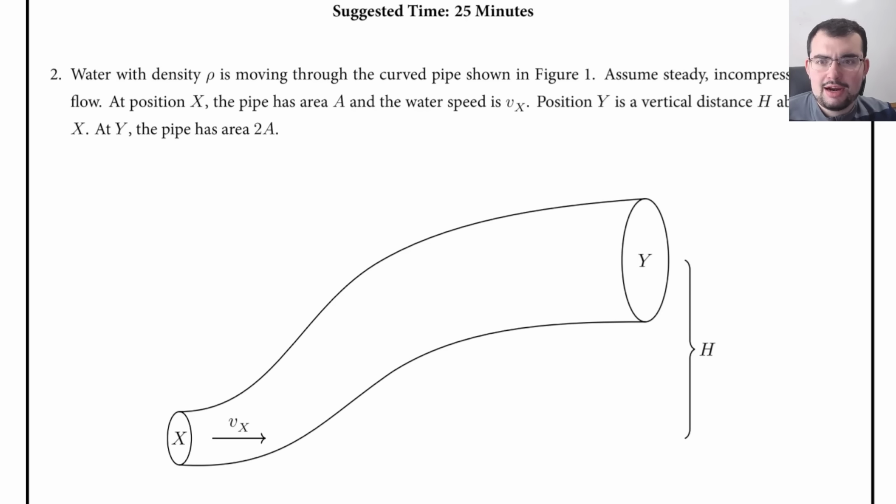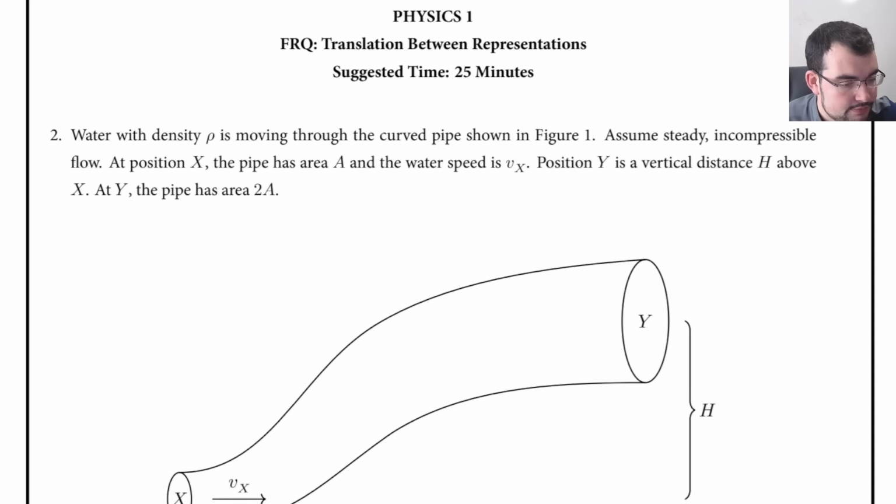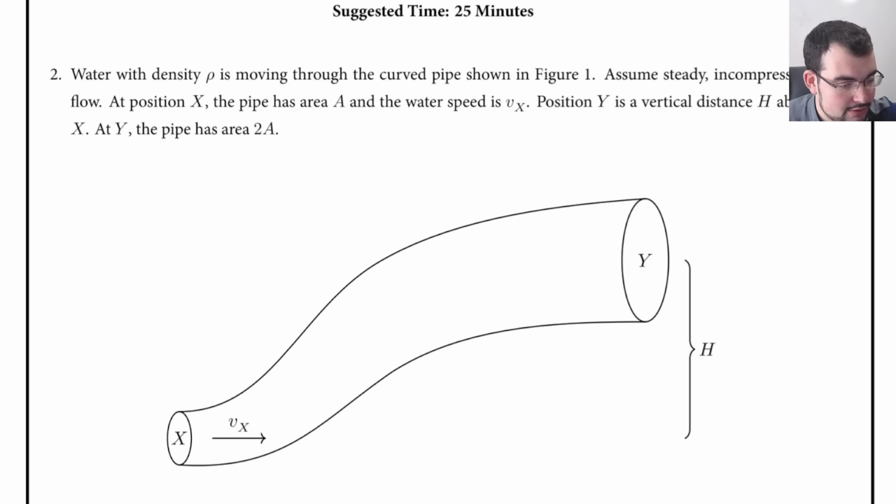And I also looked at what areas were over and underrepresented on the multiple choice, and there wasn't a lot of Bernoulli. So I needed some of that here with the TBR. Water with density rho is moving through the curved pipe shown in figure 1. Assume steady incompressible flow, of course.